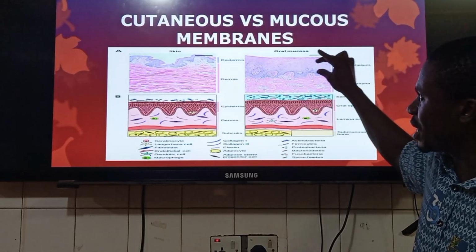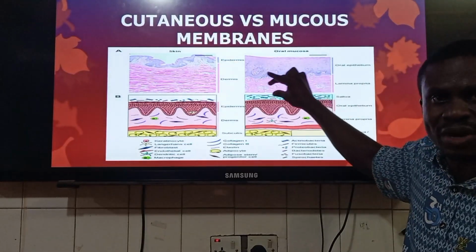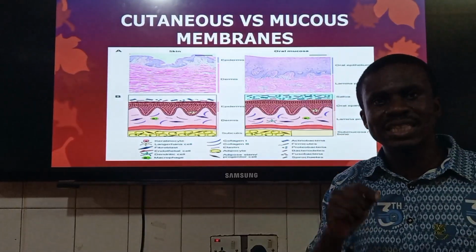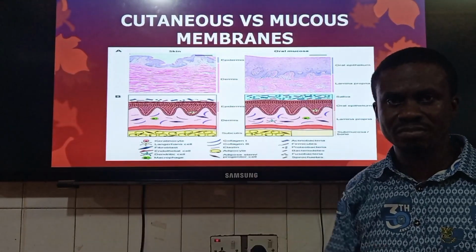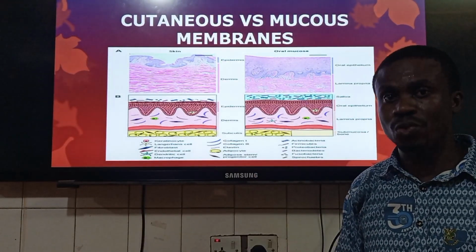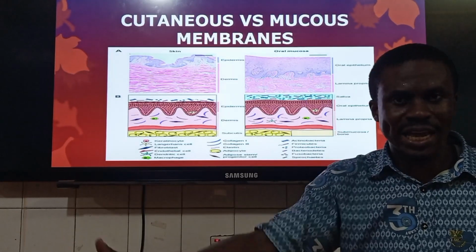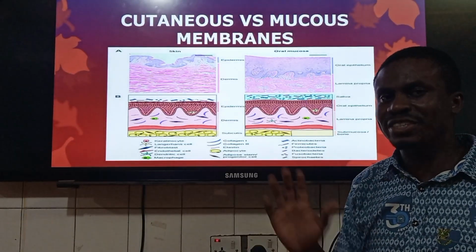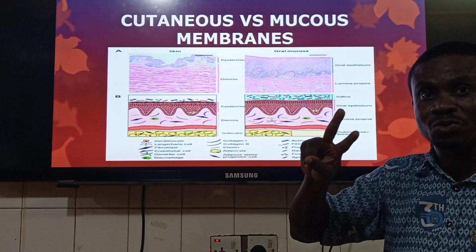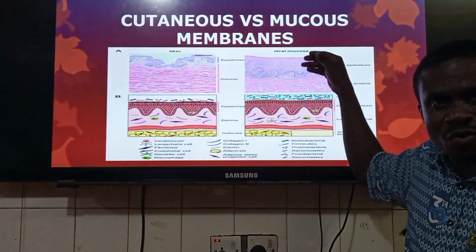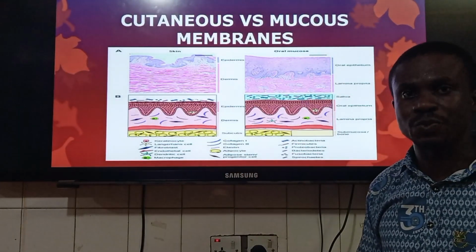And my friends, this epithelial lining together with the connective tissue is what we are calling the mucous membrane. Now, my friends, I want you to know, this mucous membrane can simply be called mucosa. So whenever you hear of mucosa, we are still talking about the mucous membrane, which is made up of two things: an epithelial lining and, of course, the connective tissue.